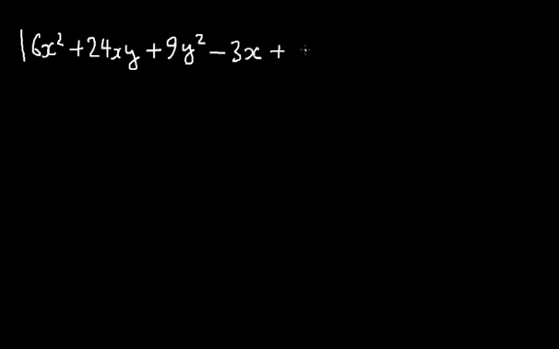Consider the equation 16x squared plus 24xy plus 9y squared minus 3x plus 4y equals 0.